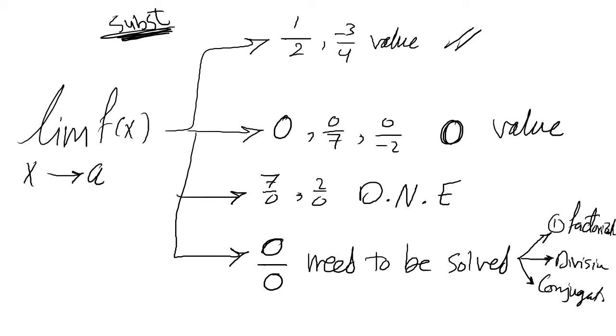So again, after you substitute in the limit of the function, if you figure out a value, okay, this is the right answer. If it gives you 0, 0 is a value. If it gives you something divided by 0, with 0 in the denominator, it does not exist. But in case of 0 over 0, it is a sign that you need to solve the function. And we have many methods. One of them is factorization, or division, or the conjugate, to solve the functions and to find the limit.